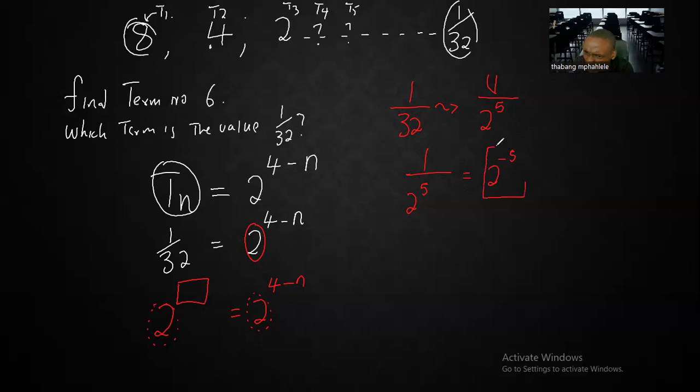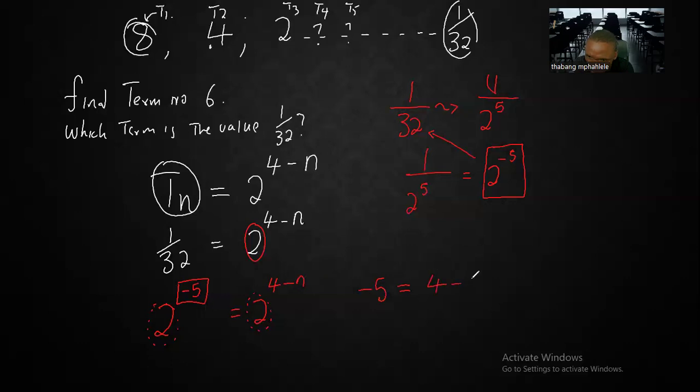You can check it on your calculator: 2 to the exponent negative 5. You'll realize that actually 2 to the exponent negative 5 is 1 over 32. So now I have the same base, so I can equate the exponents. I'll say negative 5 equals 4 minus n.